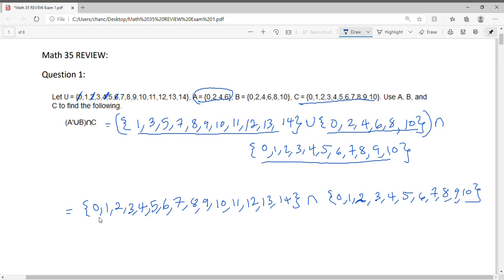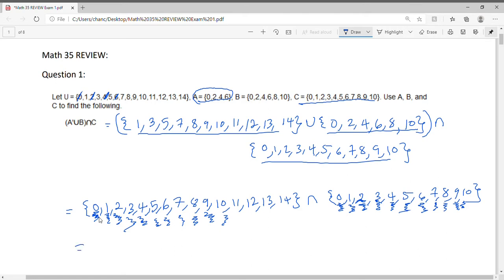Now the intersection is what's in both. So let's find all of the overlaps. They both have a 0, a 1, a 2, a 3, 4, 5, 6, 7, 8, 9, 10. They both have 0, 1, 2, 3, 4, 5, 6, 7, 8, 9, 10.